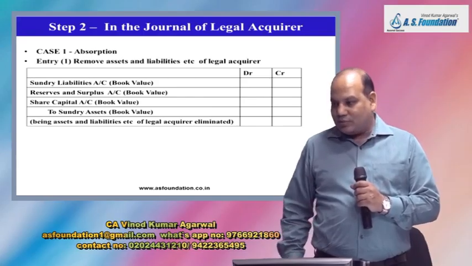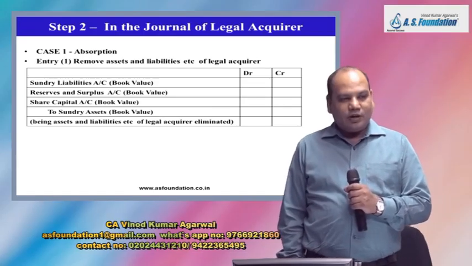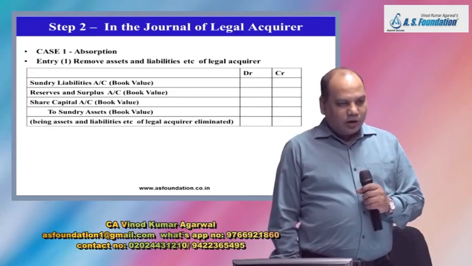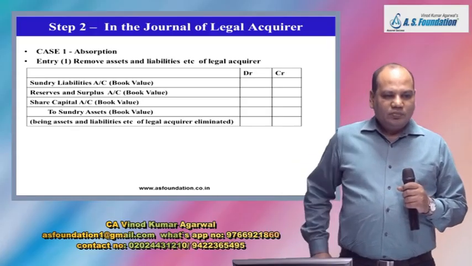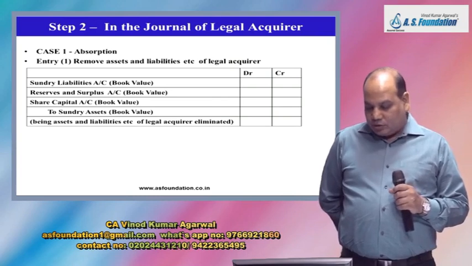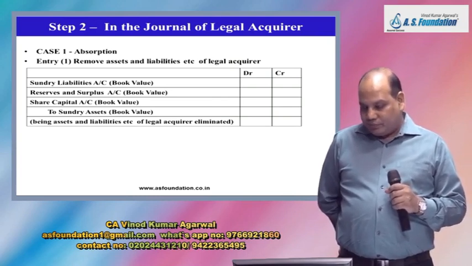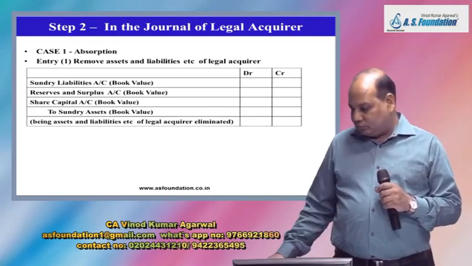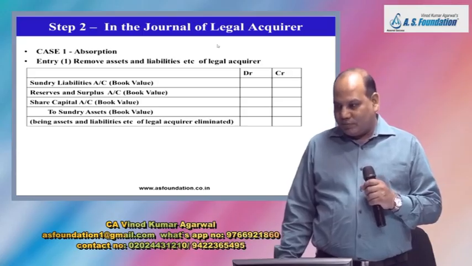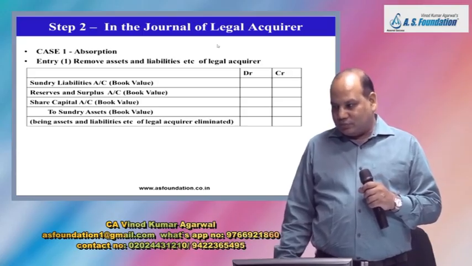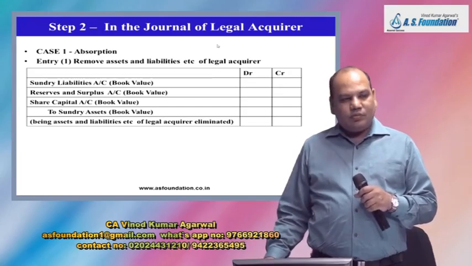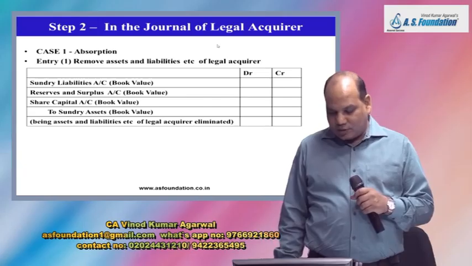Then step 2, write down in the journal of legal acquirer. Now case 1, write down absorption. Absorption means one company absorbs the other company. So one company will continue. The other company will come to an end. That is called absorption.